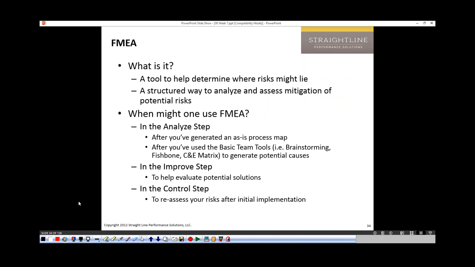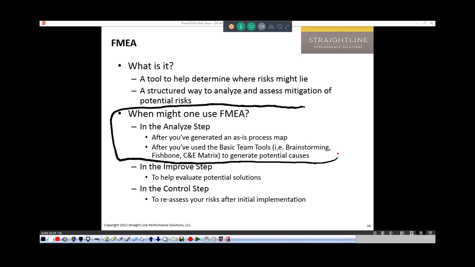Now, here is a particularly important thing, and in the example that we'll do in just a second, we'll cover this. So when do you use an FMEA? We sort of already covered that, like in the improve step or in the control step. But this is what I want to circle. An FMEA is a heavy lifting tool, so it shouldn't be the first tool you use. If you haven't done a process map yet, you should do that. If you haven't used the basic team tools like brainstorming, fishbone, or affinity diagram, you should do that. If you haven't done an input-output diagram, sometimes that's very helpful before you do an FMEA. And so forth. So do the simpler tools first that we've already covered. FMEA is a little bit heavier lifting.